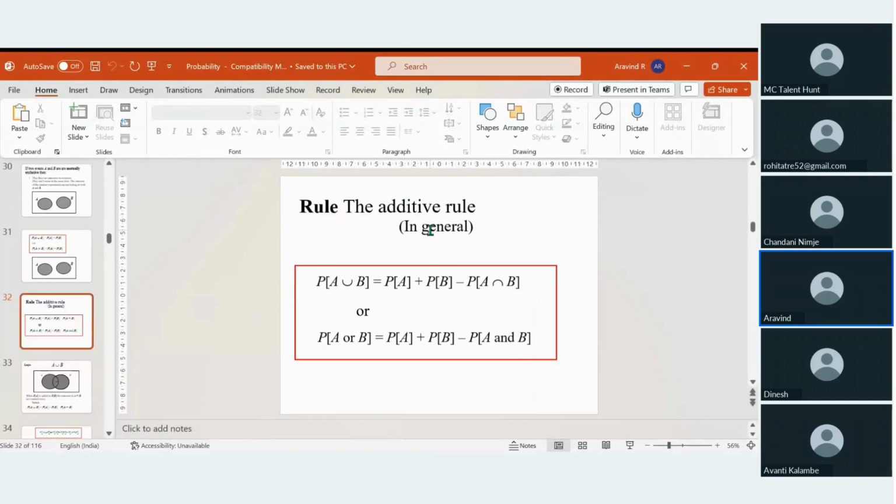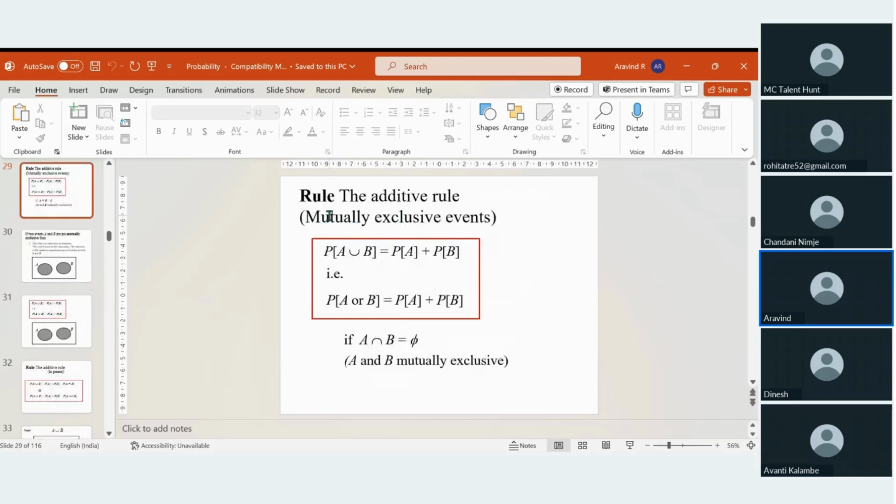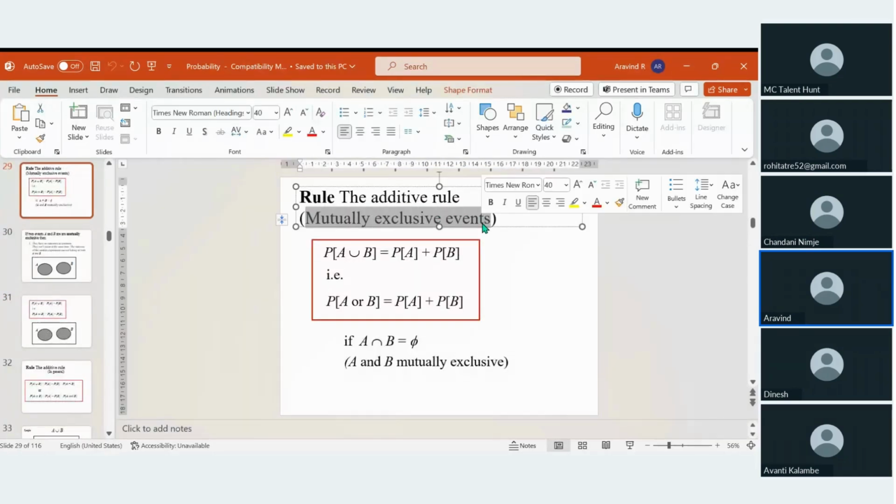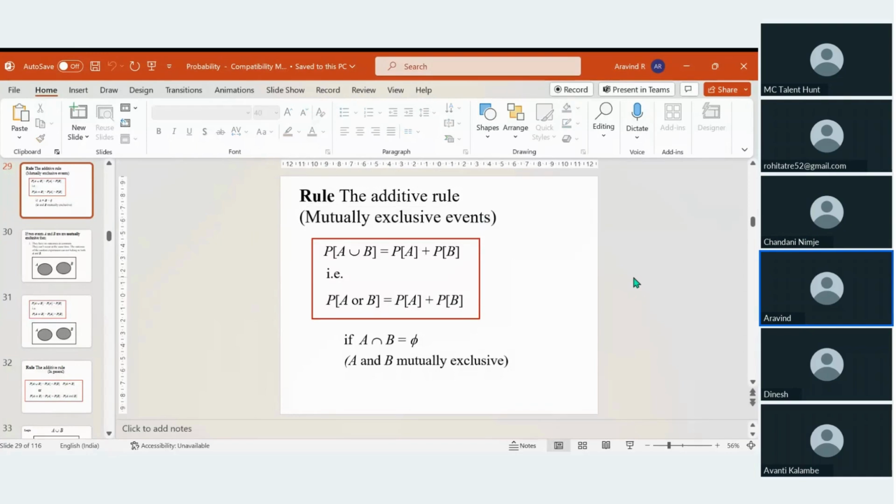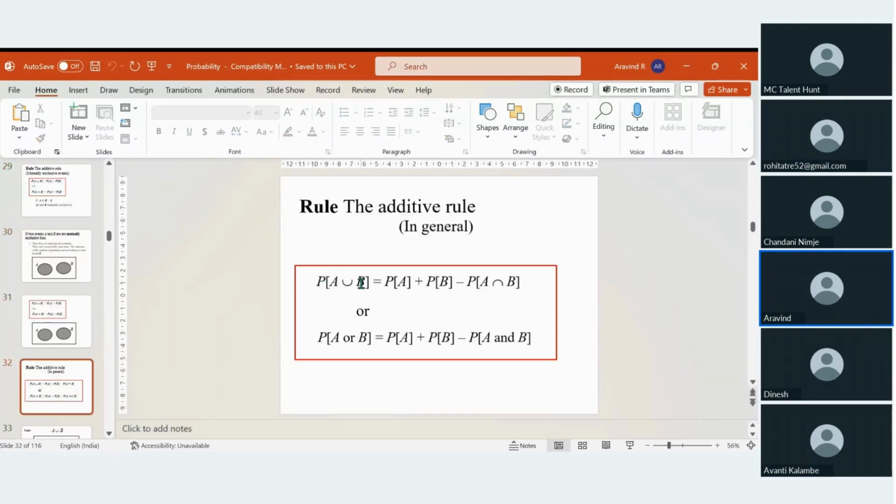So the addition rule in general, when you talk about A union B, is equal to P of A plus P of B minus P of A intersection B itself. This is the general rule. But in the previous case, I talked about the addition rule for mutually exclusive events. Clear? But in the general case, P of A union B equals P of A plus P of B minus P of A intersection B, or P of A or B equals P of A plus P of B minus P of A and B itself. Is it clear?